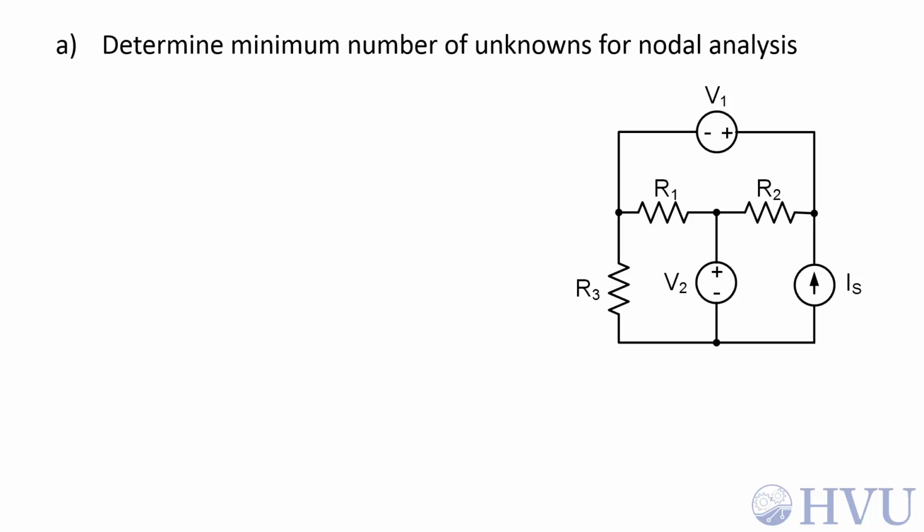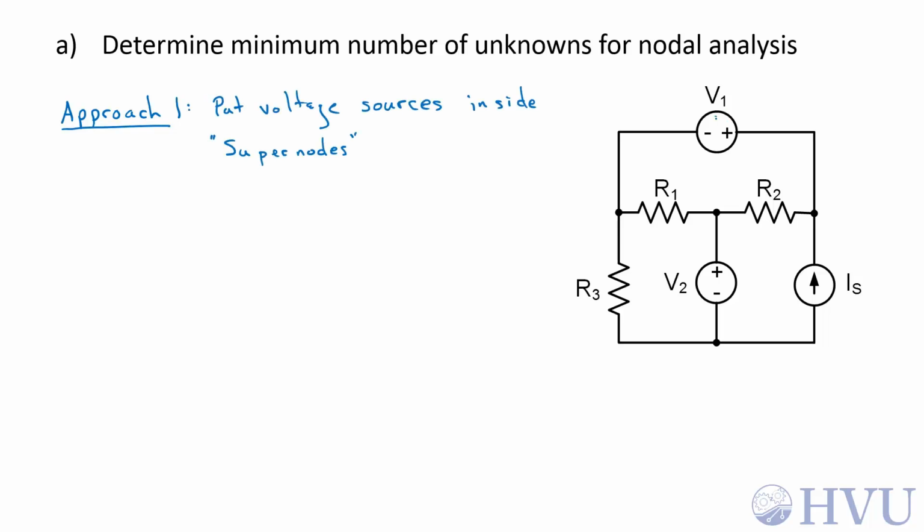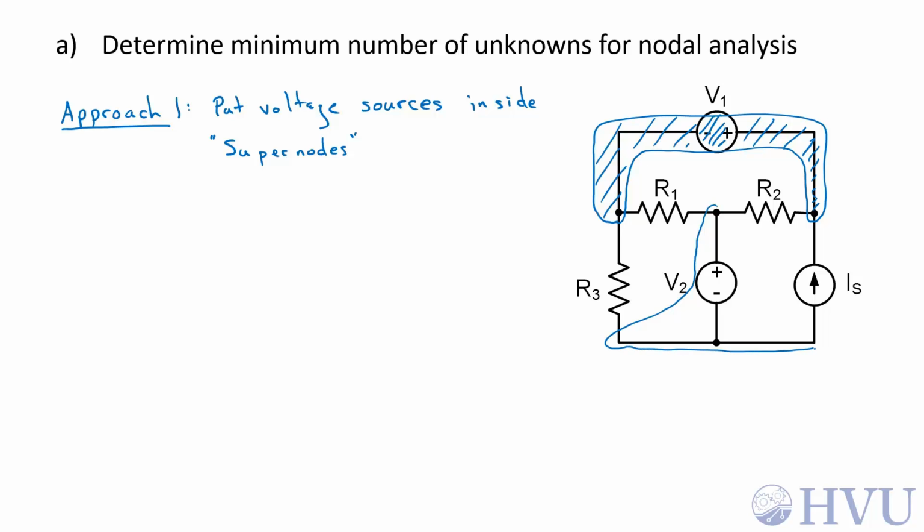Usually, the approach that results in the minimum number of unknowns is less work. There are a couple of ways to do this. They're really both the same thing, but they feel different. For my first approach, what I'll do is create what's called a supernode around the voltage sources. So this voltage source can go inside a supernode, which makes this entire area one supernode. This voltage source can also be put inside a supernode, which means that this whole area is a single supernode.